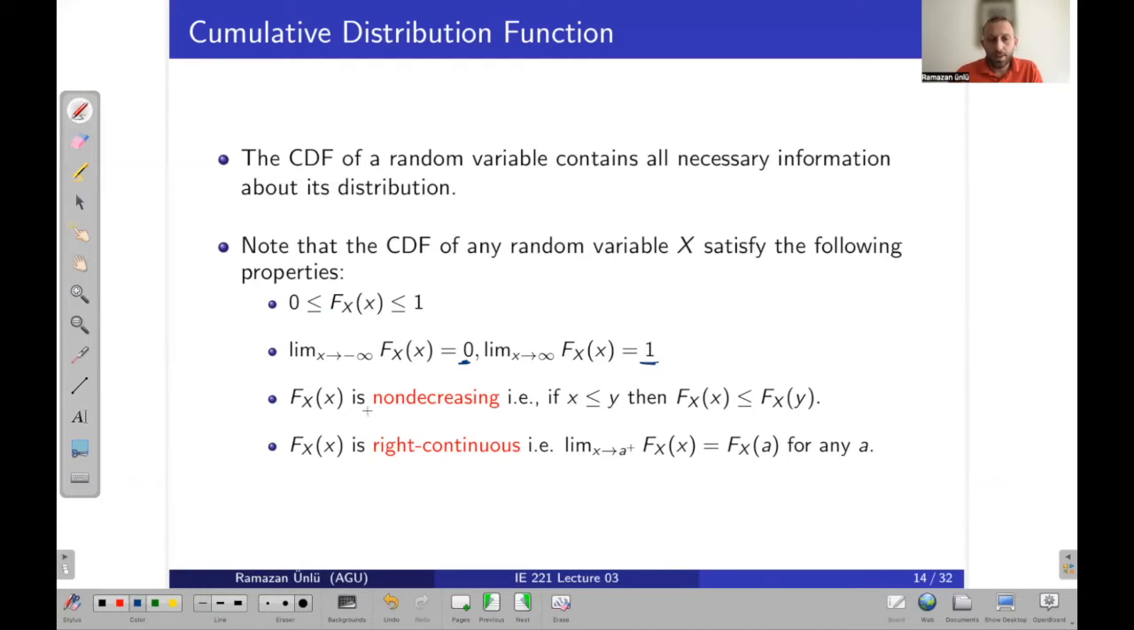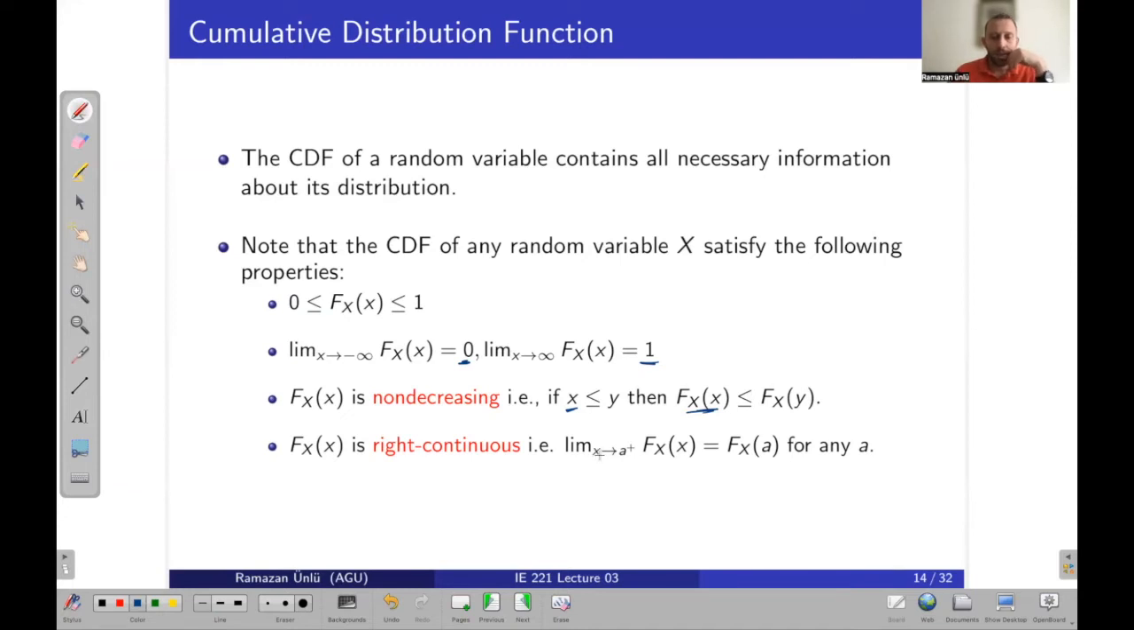The third one is that F of x is a non-decreasing function. That means if y is greater than or equal to x, then F of y should be greater than or equal to F of x. Okay, this is a non-decreasing function.